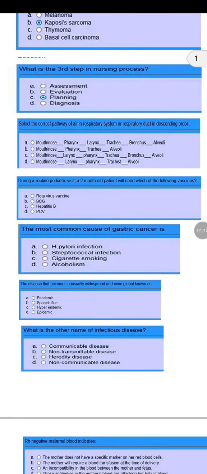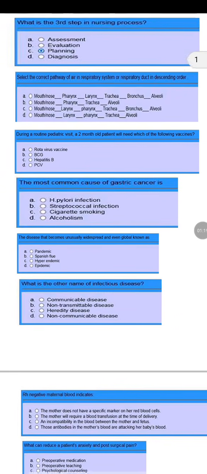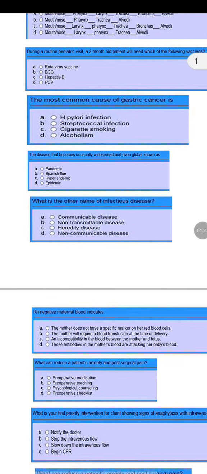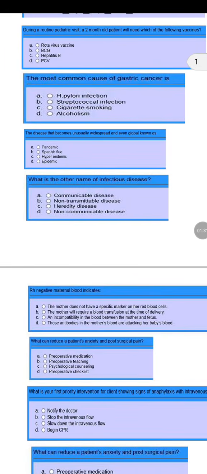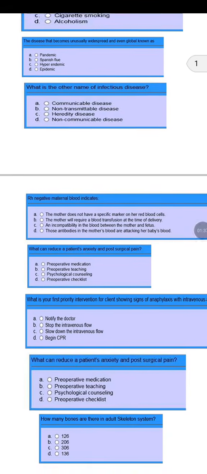The most common cause of gastric cancer is H. pylori infection. The disease that usually spreads widely and even globally is known as a pandemic. What is the other name of infectious disease? Communicable disease.